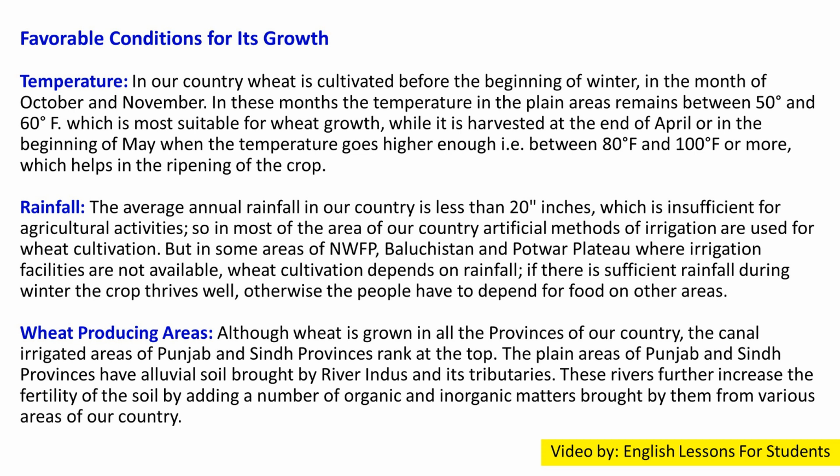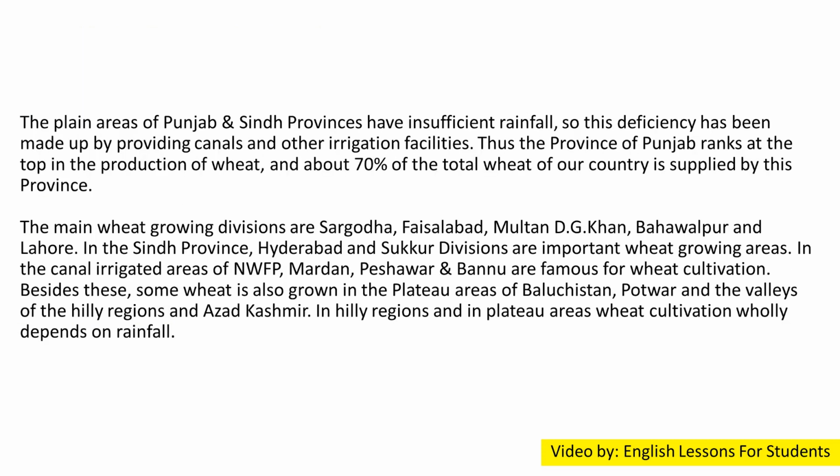Wheat producing areas. Although wheat is grown in all the provinces of our country, the canal irrigated areas of Punjab and Sindh provinces rank at the top. The plain areas of Punjab and Sindh provinces have alluvial soil brought by river Indus and its tributaries. These rivers further increase the fertility of the soil by adding a number of organic and inorganic matters brought by them from various areas of our country. The plain areas of Punjab and Sindh provinces have insufficient rainfall, so this deficiency has been made up by providing canals and other irrigation facilities.